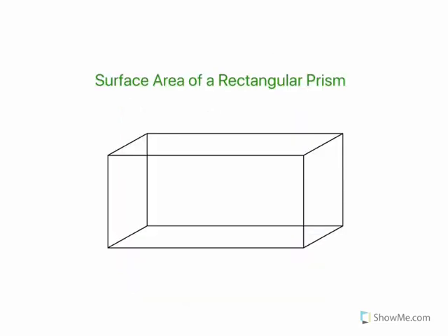Today, we'll be learning how to find the surface area of a rectangular prism. When we are talking about the surface area of a rectangular prism, what we are talking about is finding the area of each face of a rectangular prism. So in order to do that, we need to remind ourselves how to find the area of the face of one of the sides of the rectangular prism.